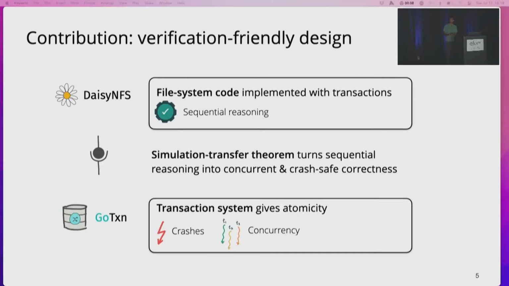A simulation transfer theorem, which we developed and proved for the transaction system, captures the verification benefit of transactions. Namely, that we can turn sequential reasoning for the transaction bodies into concurrent and crash-safe correctness for the whole system.